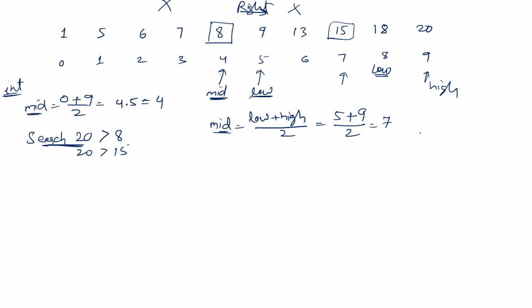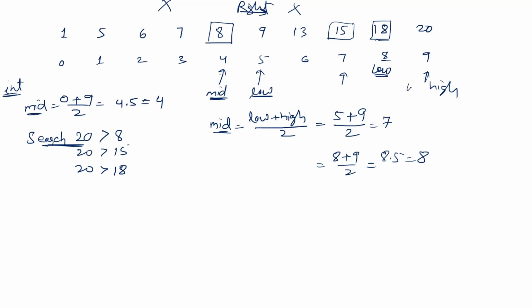Again, I will do low plus high by 2. If you do that, you will get 8 plus 9 by 2, that is 17 by 2. And 17 by 2, if you solve it, you get 8.5, which will be considered as 8. It means the next element you are searching is this one. This is the index I'm getting, so that's why I'm comparing with this. So 20, again I'm comparing. You can see it is bigger than 18, so I will search on the right-hand side.